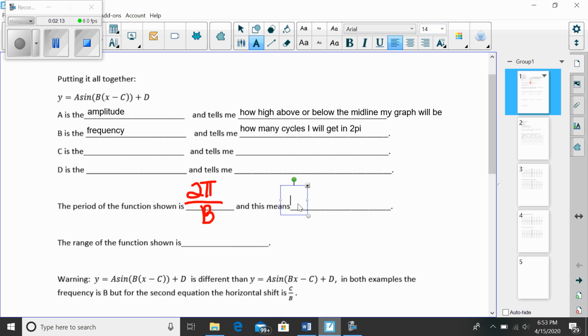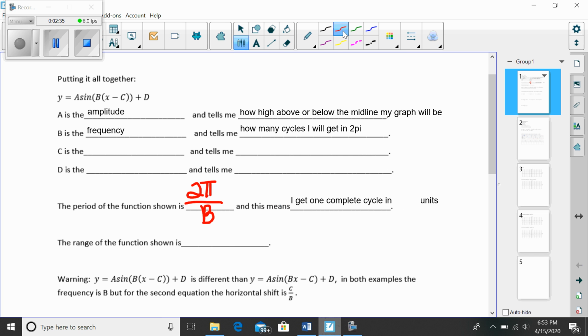And what this means is that I get 1 complete cycle, I'm going to write that with my pencil because I can't really type it. So I get 1 complete cycle of my curve in 2 pi divided by B units. So that's the length it takes to get me. The period is the length of time it takes me to get 1 complete cycle.